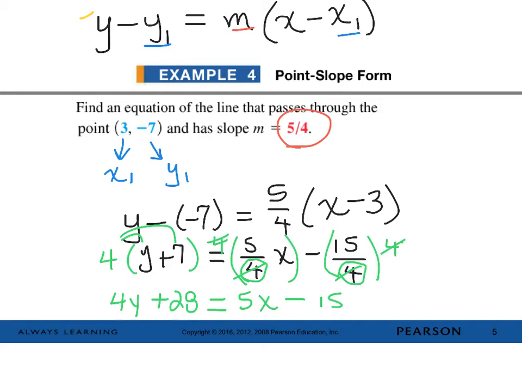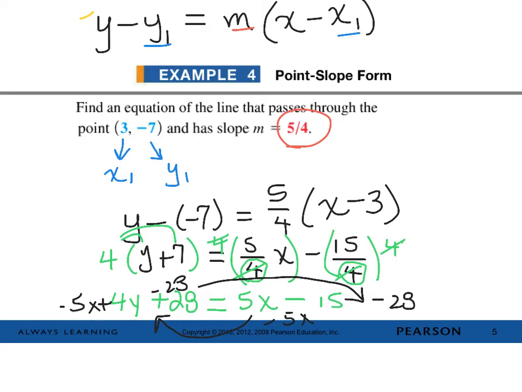What we want to do now for our last step is we need 5x to come to this side, and we need the 28 to move to the other side. So if I subtract 28 from both sides, and then I subtract 5x from both sides, and that means I'll have to put a plus in between the negative 5x and the 4y, then I will now have an equation of the line.